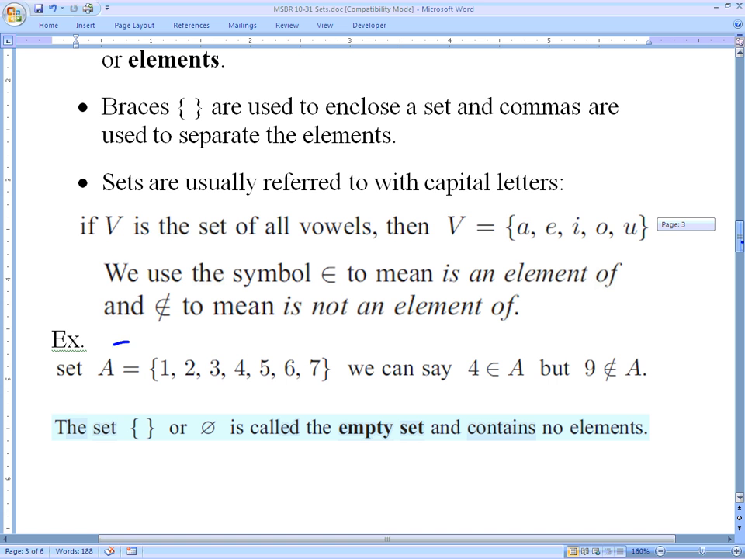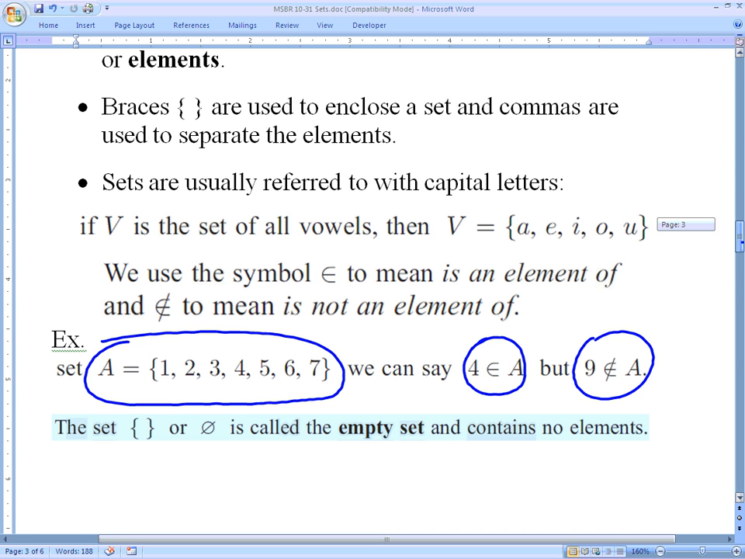I've got another example here. So we have set A. It contains the whole numbers 1, 2, 3, 4, 5, 6, and 7. We can again say that 4 is an element of A. 9 is not an element of A because 9 is not in this set, but 4 was.